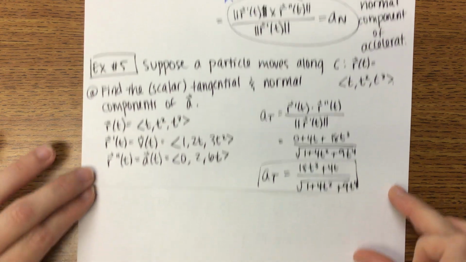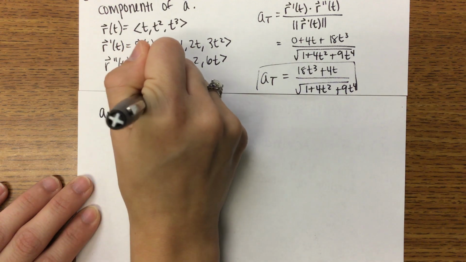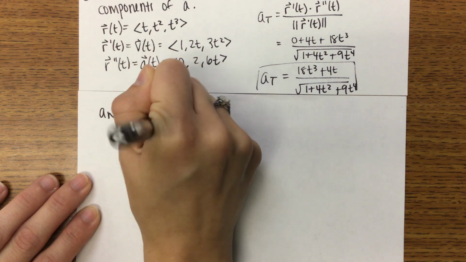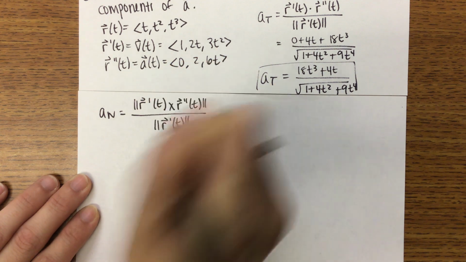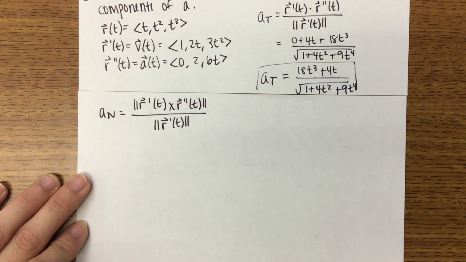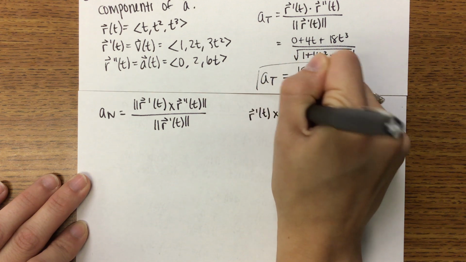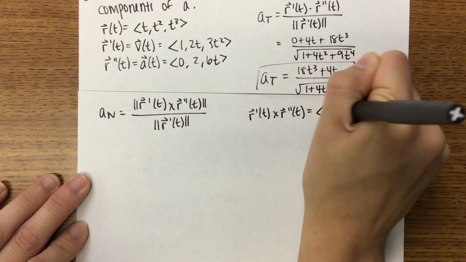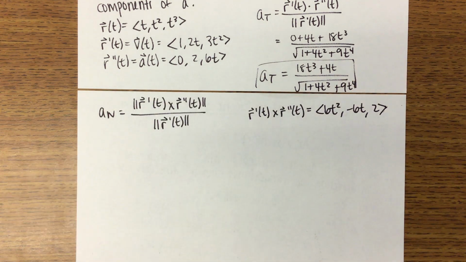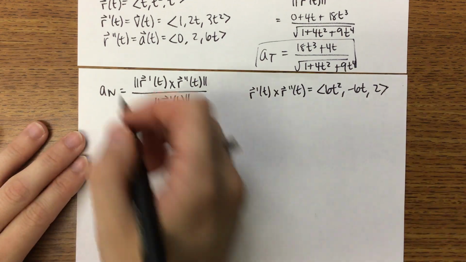We also need to find the scalar normal component of acceleration. So that's the norm of r prime of t crossed with r double prime of t divided by the norm of r prime of t. Okay, I'm assuming that you can do this just fine. So I will tell you that r prime of t crossed with r double prime of t ends up being 6t squared, negative 6t, and 2. If you want to, you are welcome to pause the video and make sure you get the same thing, but I will tell you that that's what this vector ends up being.